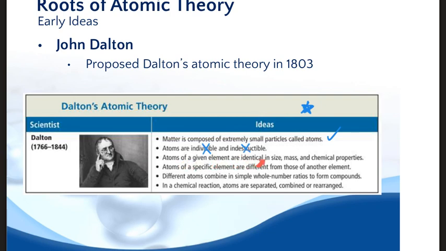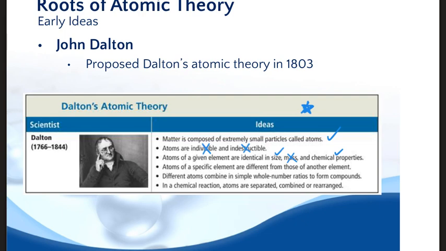Atoms of a given element are identical in size, mass, and chemical properties. So, an atom of nitrogen and another atom of nitrogen, they're the same in size, mass, and chemical properties, is what he says. What actually is the case is they are the same in size, they are the same in chemical properties, they're not identical in mass, which he, again, wouldn't have known. But he came pretty close for not having any idea of what's really going on.